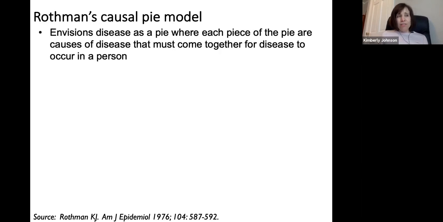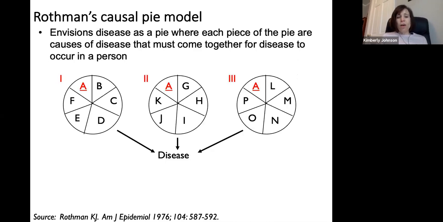Rothman is probably one of the most famous epidemiologists of modern times that you've never heard of. He's currently a professor at Boston University. He envisions disease as a pie where each piece of the pie is a cause of disease, and these causes must come together for disease to occur in a person. Shown here are 3 different people, 1, 2, and 3, and there are 3 different pies which led to them getting the disease.